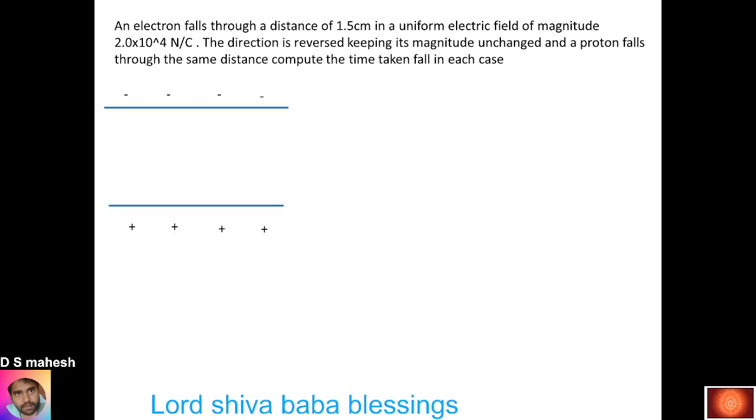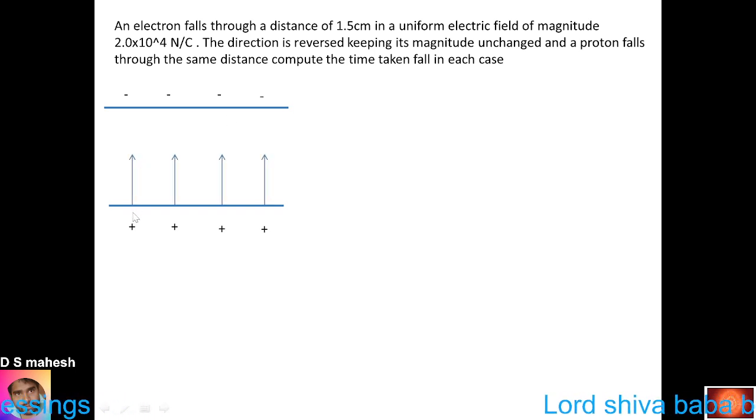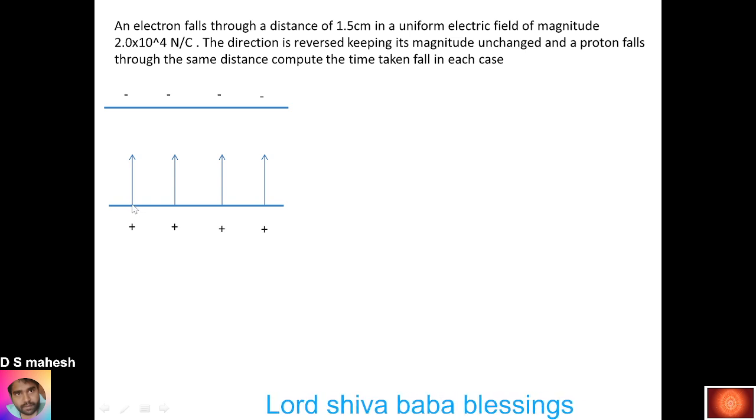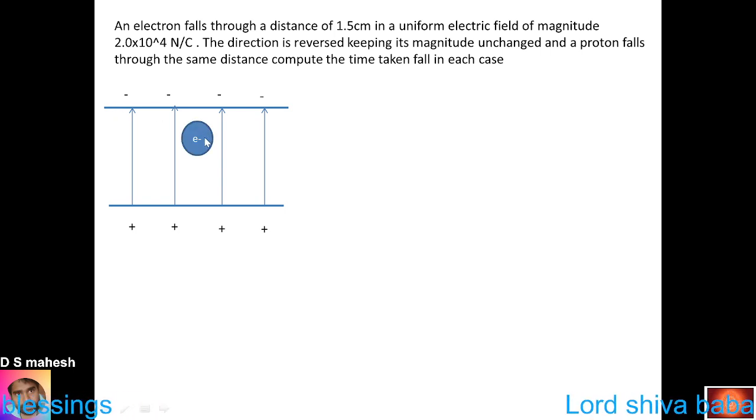So what they are saying is, there is a positive charge and there is a negative charge. You know that electric field lines go outward from the positive charge and inward for the negative charge. So the electric field lines are moving from positive to negative. So this is your electric field line from positive to negative. Now you are keeping a negative charge in the electric field.